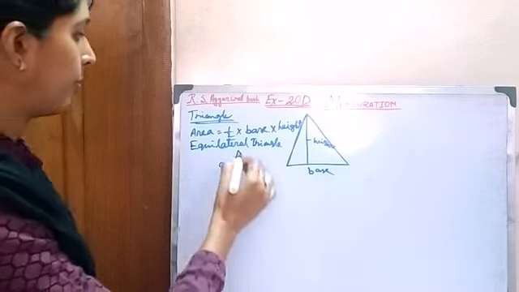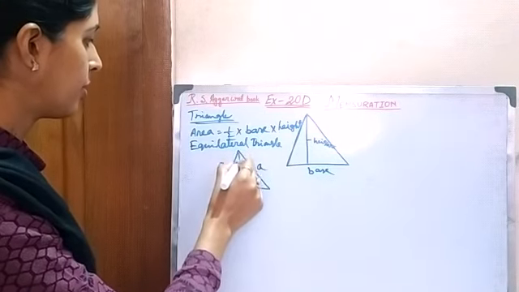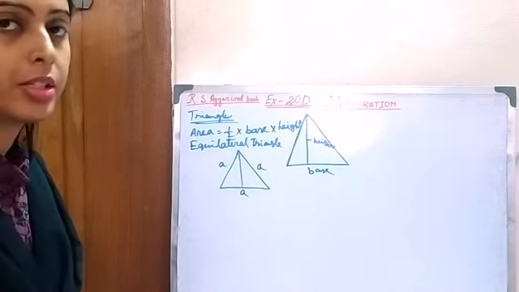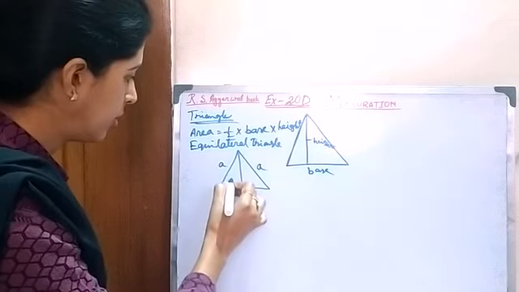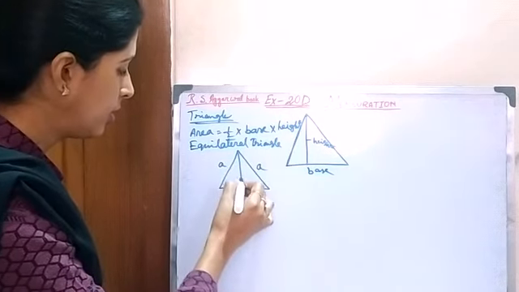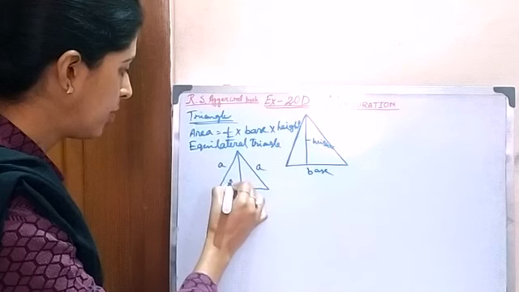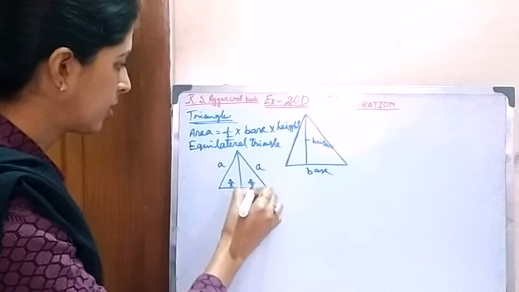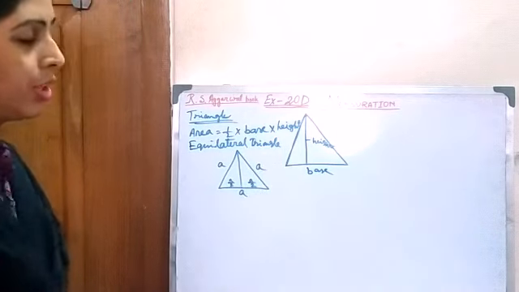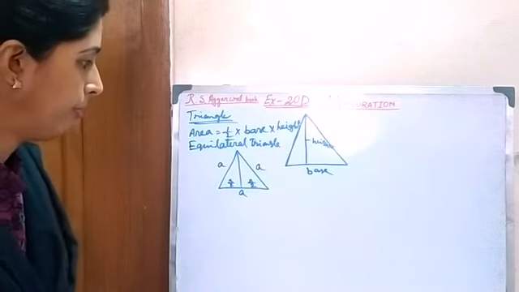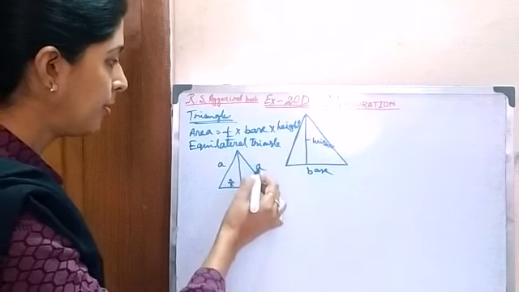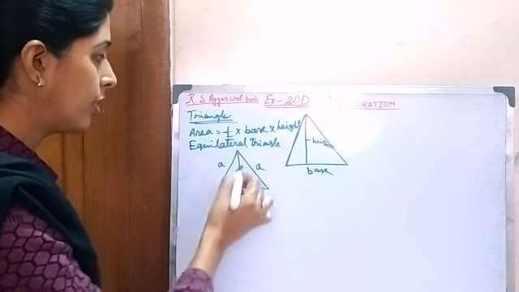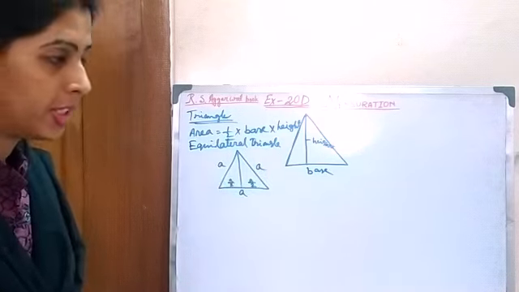Now here I will draw height. This is height. Then actually this is the median of the triangle. Then this base will be bisected. That means this is A, so this is A by 2 and this part is A by 2. Now hypotenuse is A. Here height we have to find out first.